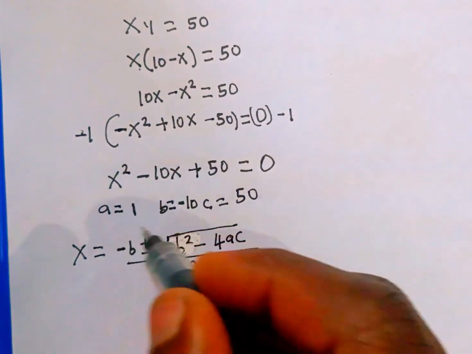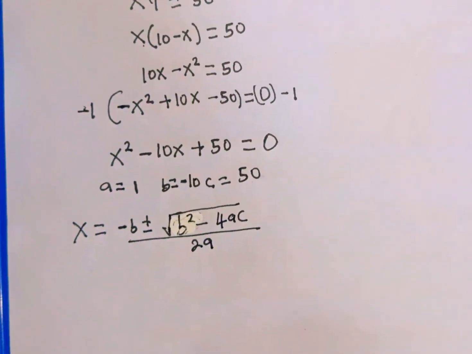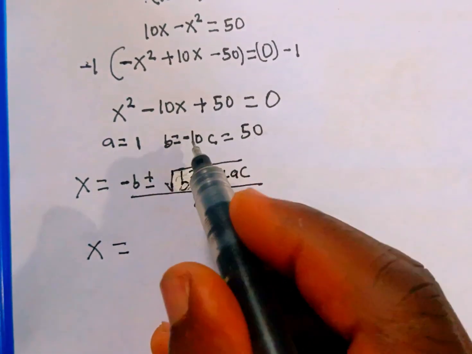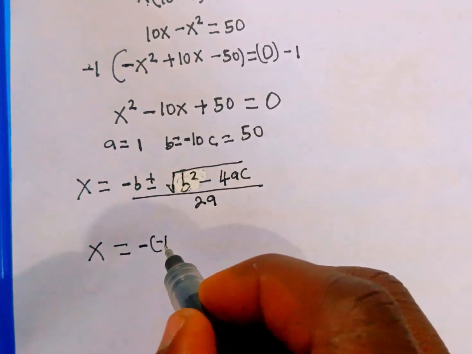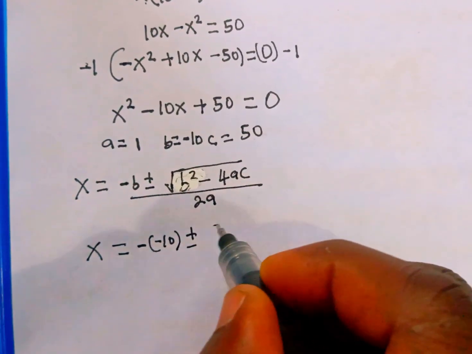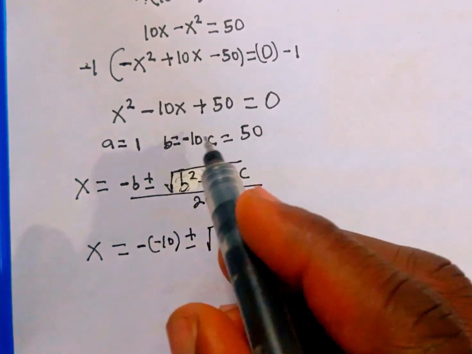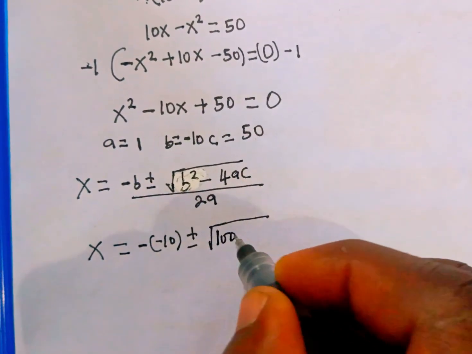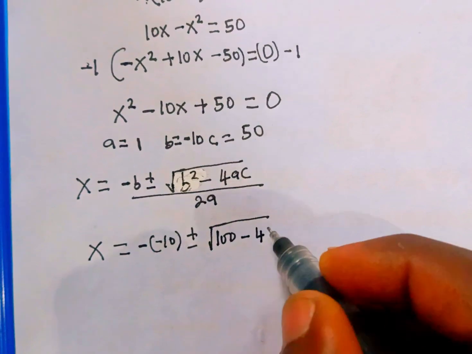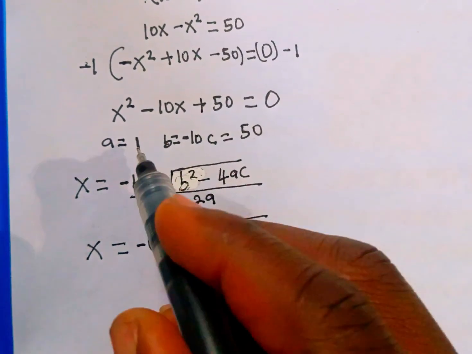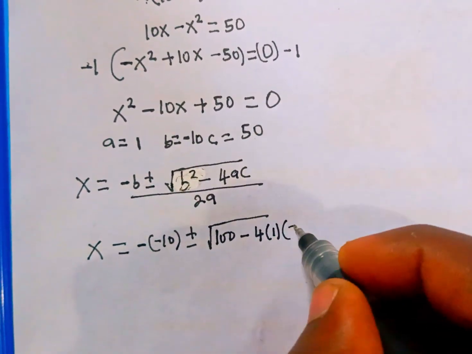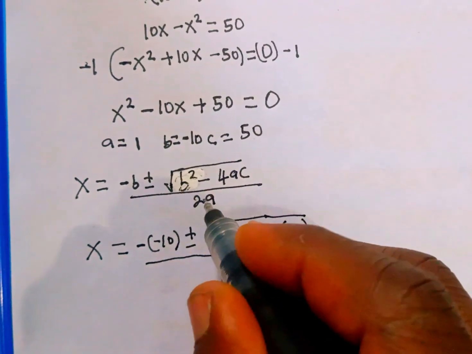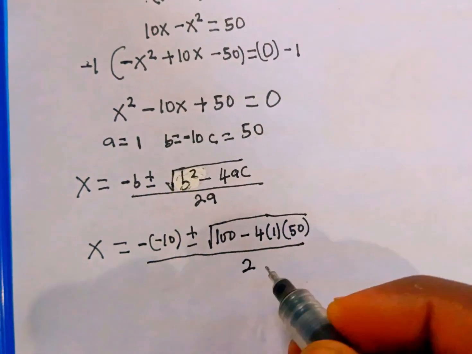Now we begin to substitute these three values into this formula. So x will be equal to minus b, which is minus into minus 10, then plus or minus square root of b squared, which is minus 10 squared, giving us 100. Then minus 4ac is 4 into a, which is 1, the leading coefficient, then multiplied by c, the constant, which is 50. So everything all over 2a, which is 2 multiplied by 1, giving us 2.